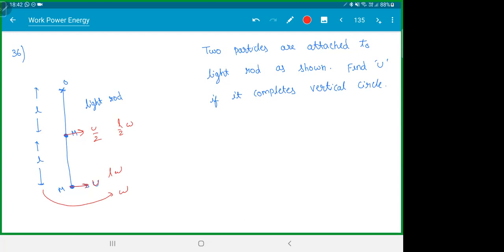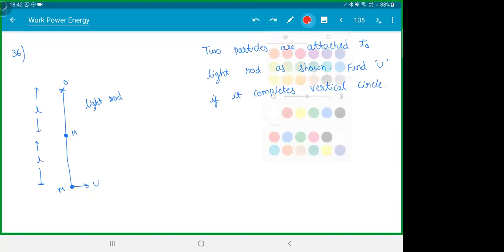So when you give speed U for the bottom one, the middle one will have a speed of U by 2. It's not U for both, or it is not at rest. Doesn't make sense. Now can you try? I'll give you a minute. If you got the question, it is quite easy. Try. Got a minute.